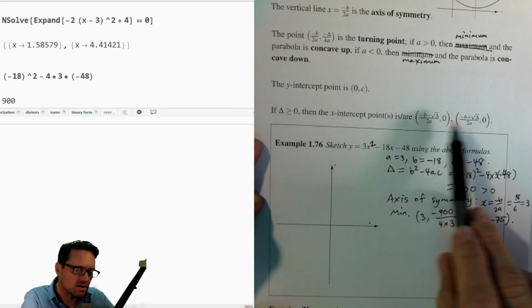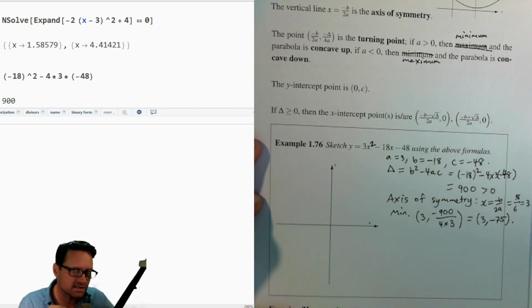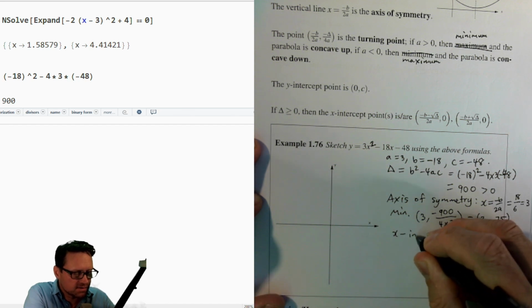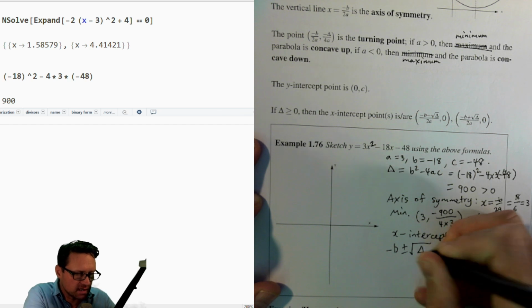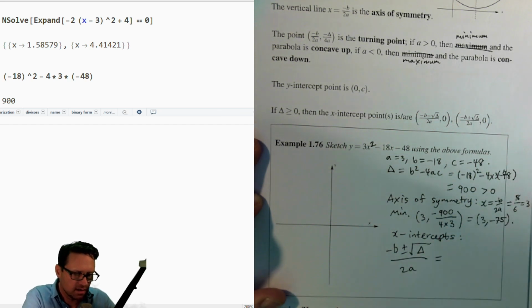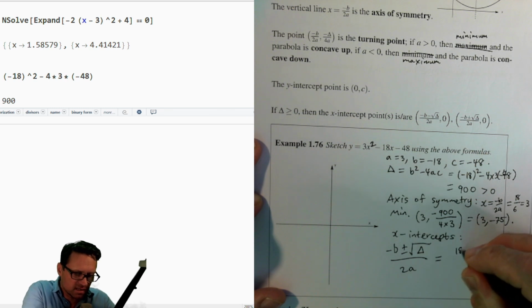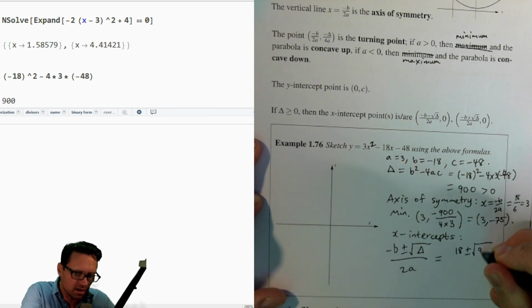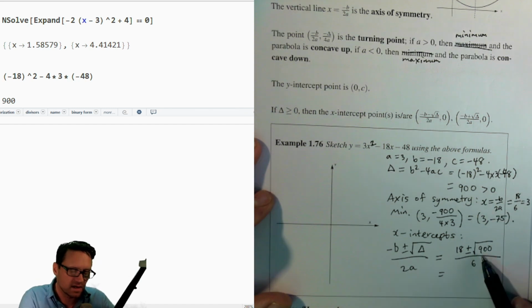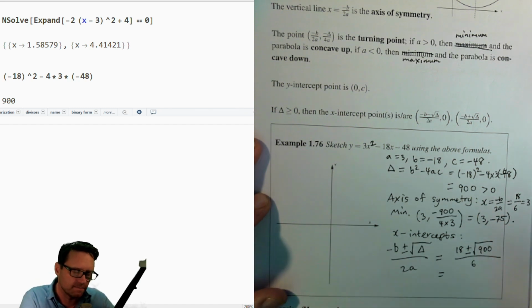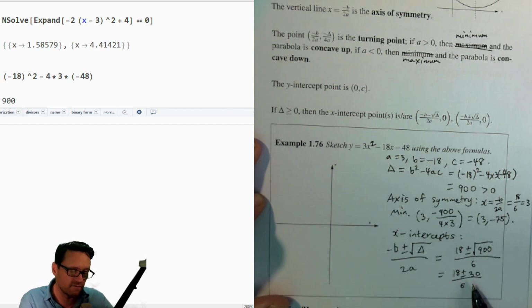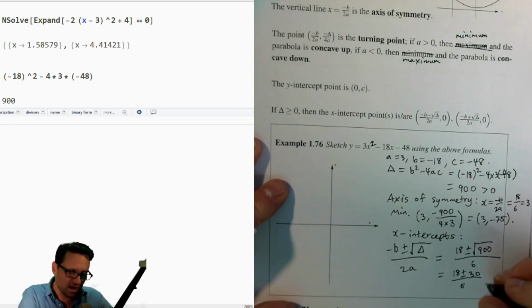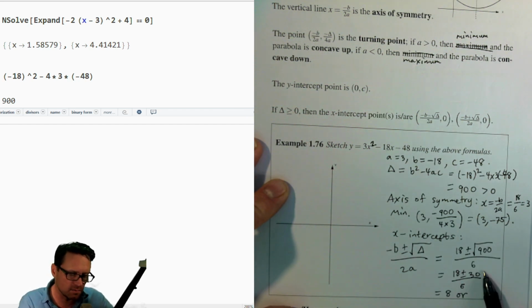Okay, now let's use these two formulas for our x-intercepts. We have minus b plus or minus the square root of delta all over 2a, and that is plus 18 plus or minus the square root of 900 all over 2 times 3, which is 6. The square root of 900 is 30. So we have 18 plus or minus 30 all over 6. 18 plus 30 is 48, and 48 over 6 is 8. If we have a minus there, 18 minus 30 is minus 12, and minus 12 over 6 is minus 2.